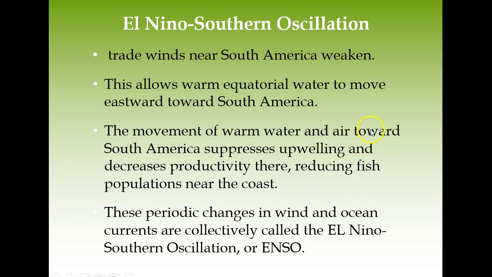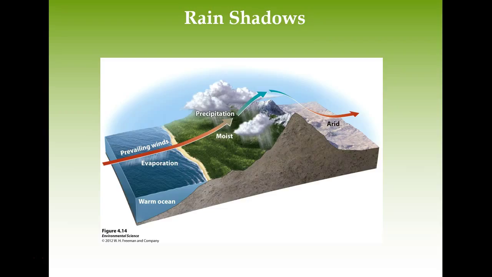Basically, that warmer water and air suppresses upwelling, and that is going to reduce primary productivity. It's going to have an effect on the fish populations in that area, and can have larger stretching effects because those winds and that warm water are not blowing in the right direction.